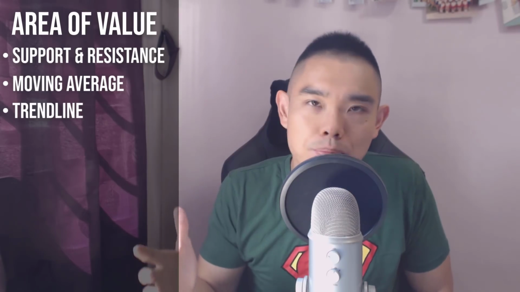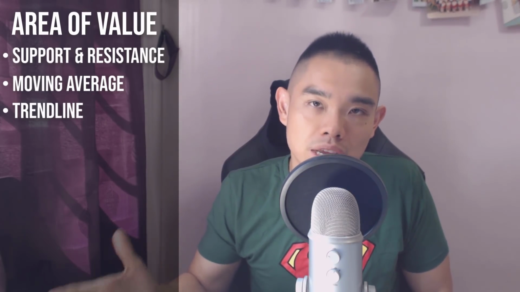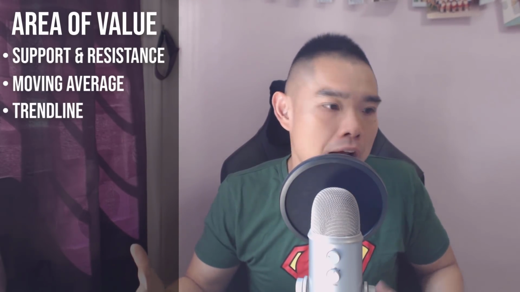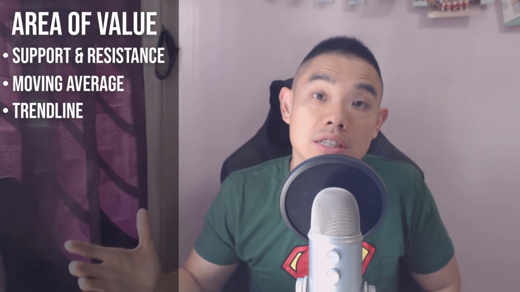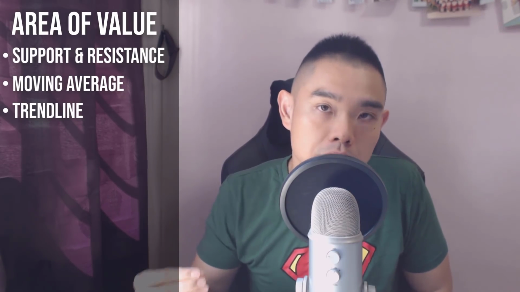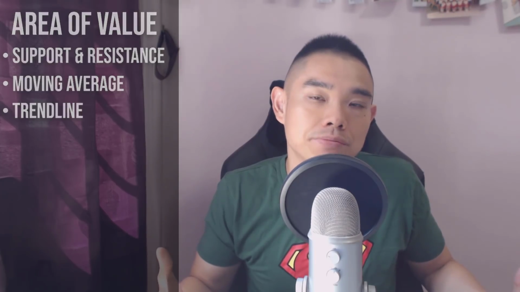Okay, so the second thing I look for is to see where the price is relative to the area of value. If it's far away from it, I won't take the trade. If the price is near an area of value that I want to be trading from, then hey, that gets my attention. And this brings me to number three.